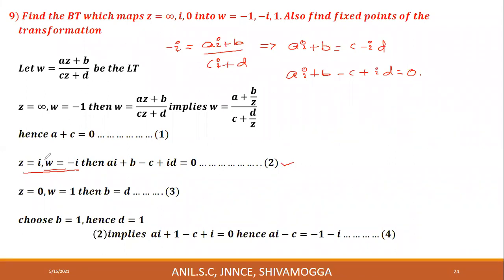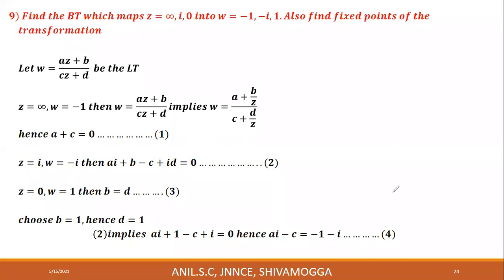Next, third set: z equal to 0 and w equal to 1. Then this expression will be, w is 1, equal to, z is 0. Therefore, we get b by d here. This implies b is equal to d. All the three sets of points are substituted. Correspondingly, we obtained three equations.